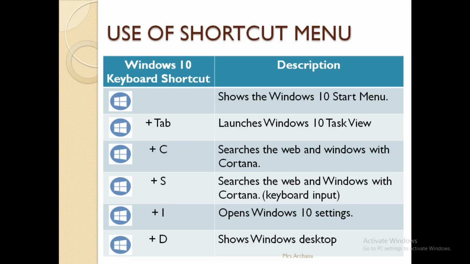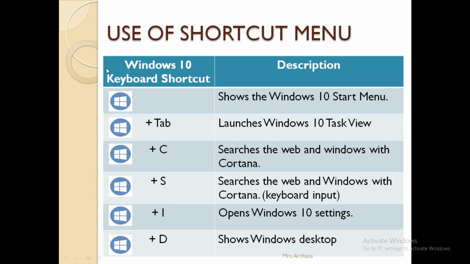Now there are some shortcut keys that we can use to make our work easier. Generally we use these shortcut keys to make our work easier. Then what are the shortcut keys? This is Windows 10 shortcut keys, and this is the description. Description means what is the use of these keys, that is, after pressing these keys what will happen.